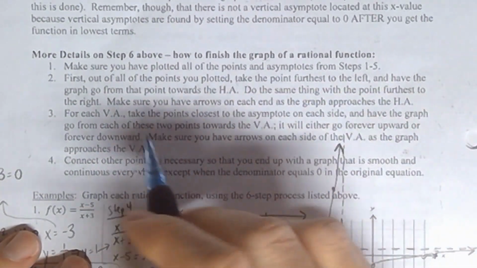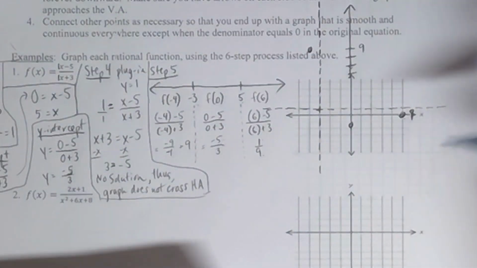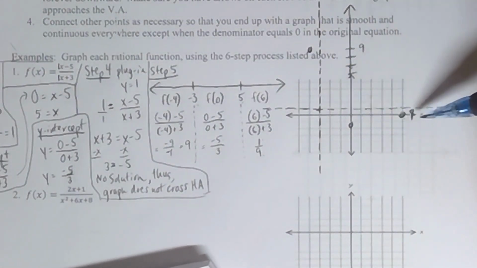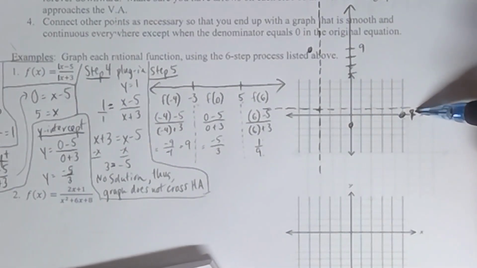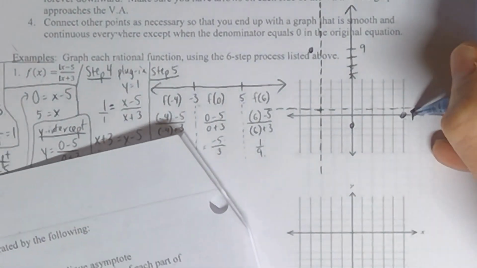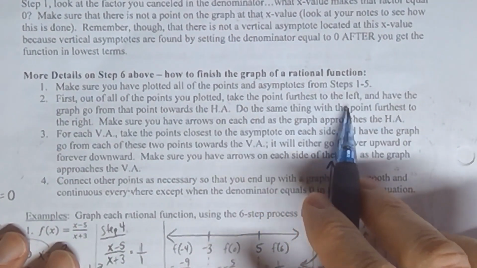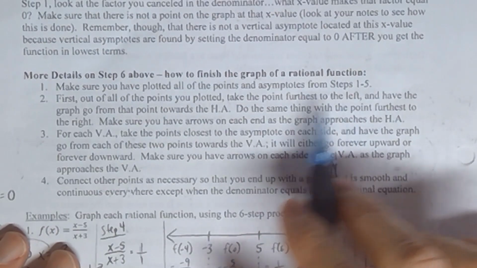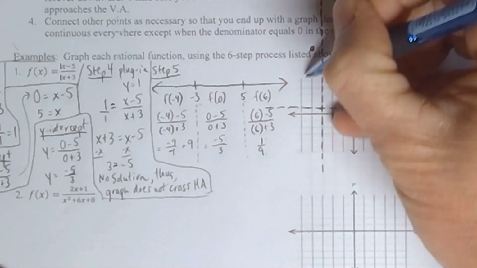Okay, what do we do after we plot all of our asymptotes and all of the points that we found in steps 1 through 5? It says first, out of all the points you plotted, how many total points do I have? I've got 3 points here, right? Actually 4, excuse me. This is a little one right here. We don't want to miss that. Let me make that bigger. Out of those 4 points that we plotted there, it says take the point furthest to the left, and have the graph go from that point towards the horizontal asymptote on the left. So the point that's furthest to the left, have it go to the left.